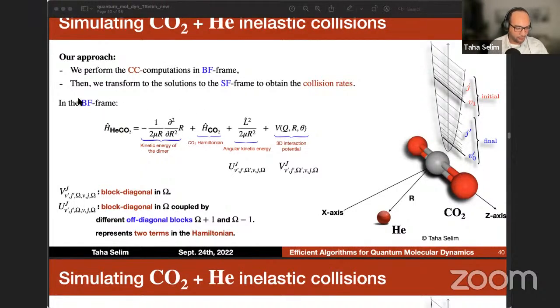So if we have a block diagonal like this, it means that if it is diagonal, we can do the computation separately.